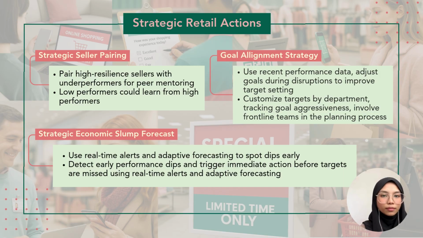For our Q5, on forecasting future performance from past trends, we propose a strategic economic slump forecast. This is to use real-time alerts and adaptive forecasting, so that performance dips can be detected early before targets are missed. This allows us to respond proactively, especially in a volatile post-COVID retail climate. In a sense, the strategic recommendations form a cohesive blueprint, not only to close existing performance gaps, but to proactively future-proof retail operations across both people and process dimensions.